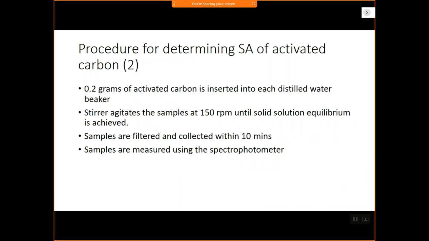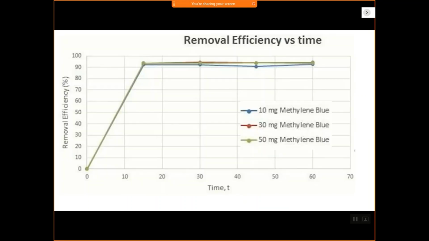So this is what their procedure was. They added 0.2 grams of activated carbon. They agitated the sample until equilibrium was achieved. They filtered it, collected it, and used it within 10 minutes. And then this was measured using a spectrophotometer.